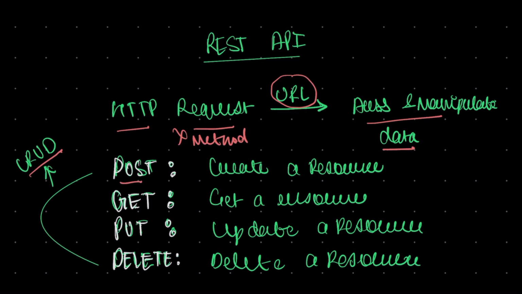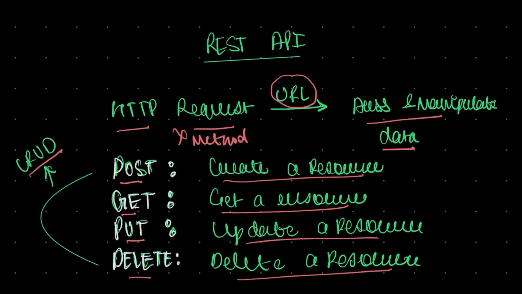For example, POST can be used to create a resource, while GET can be used to fetch a resource. Then there's PUT or PATCH that can be used to update a resource. Then DELETE, as the name suggests, can be used to delete a resource. I've just covered these four, but there are other HTTP methods that can be used to perform different operations.